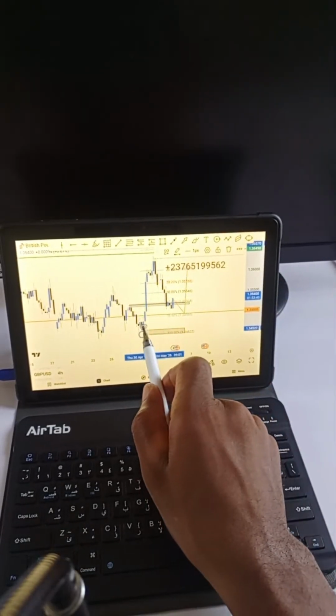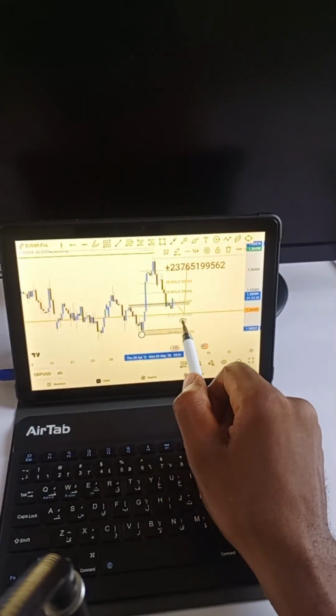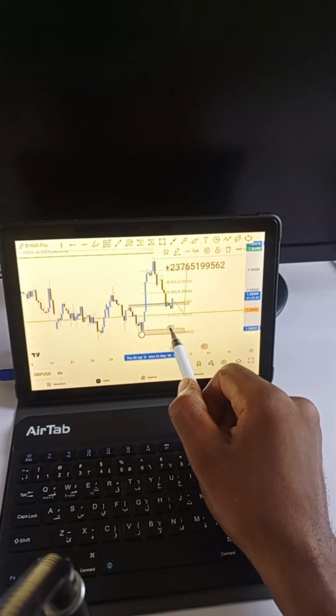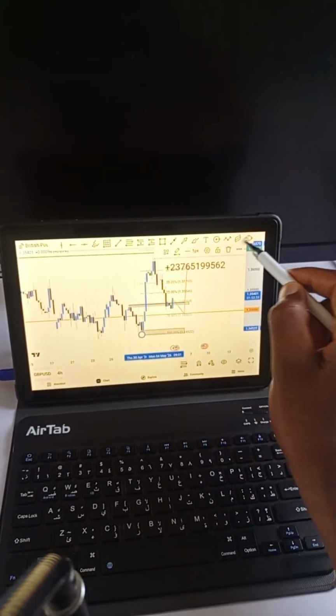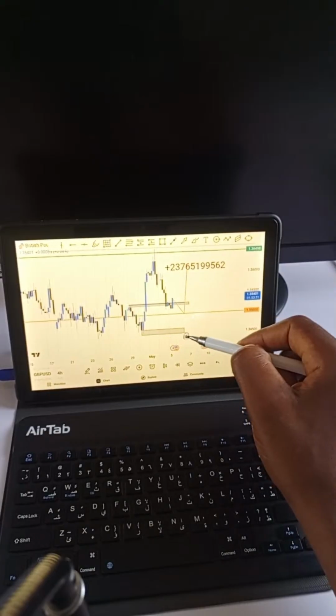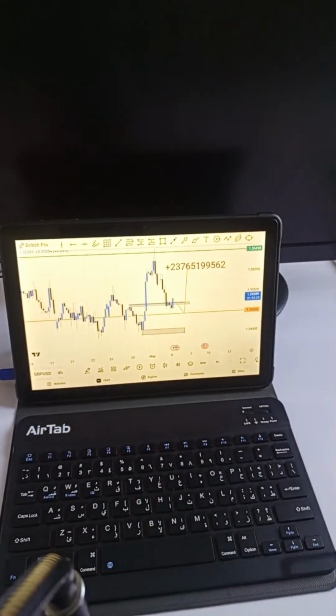You see, it's around 78.6% retracement, this golden line. And I'm not saying that price must be there, but I feel comfortable to buy from that zone. So I'm not buying randomly at this point.